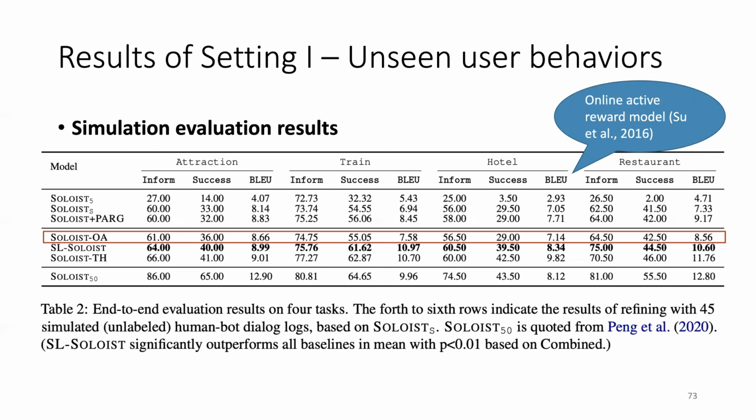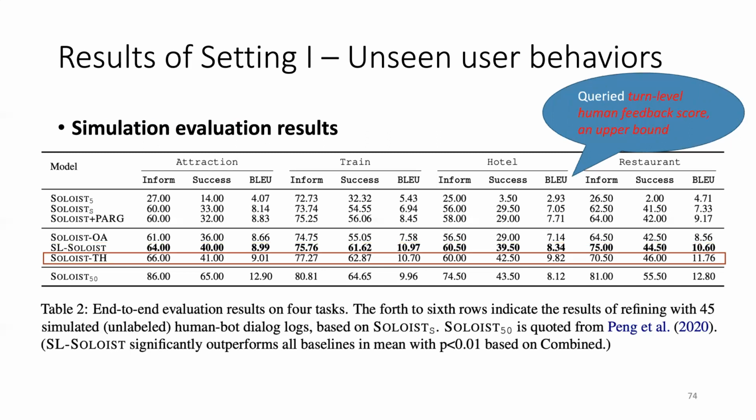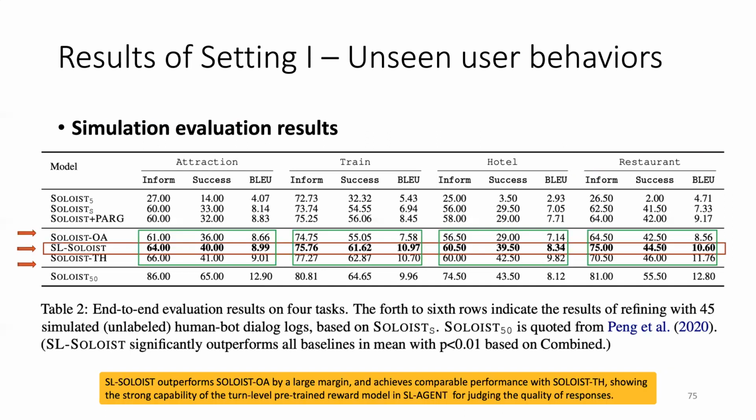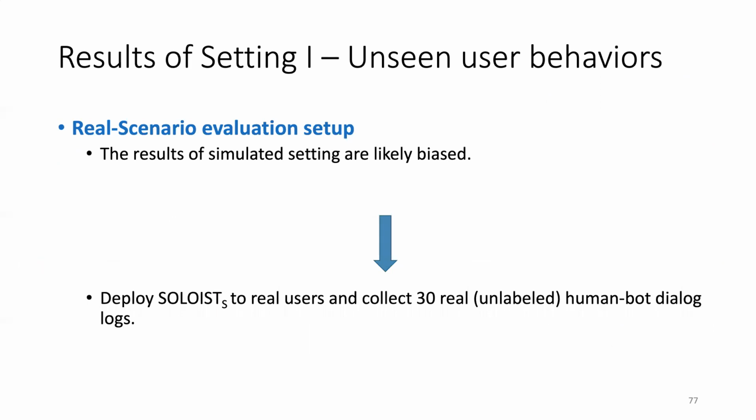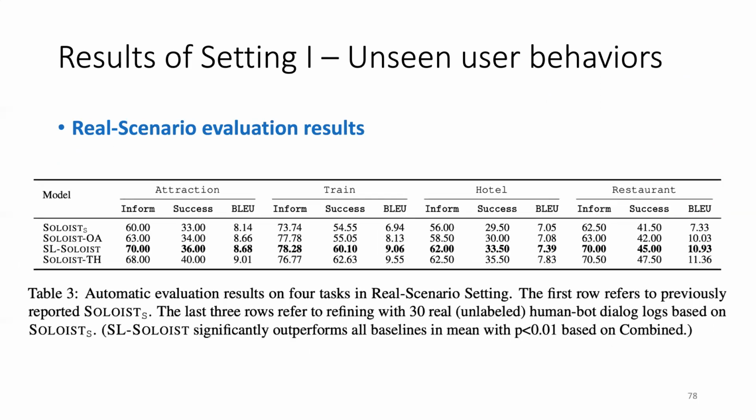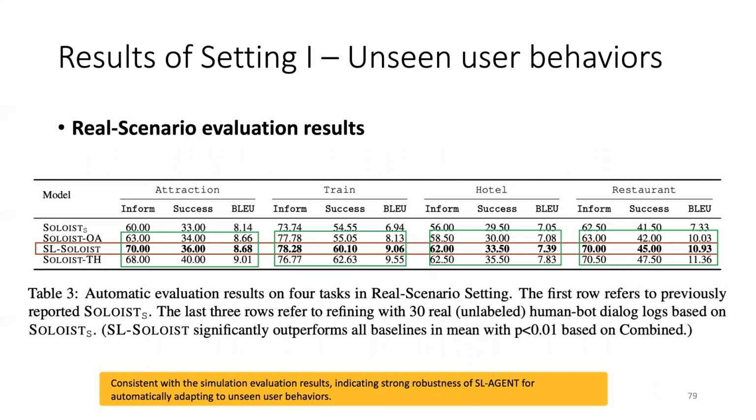SOLOIST-OA is refined using the online active reward model, so the bot is refined using the turn-level human feedback score. This shows the strong capability of the turn-level reward model for judging the quality of responses. Further, we conduct experiments with real human-bot dialogues. The results are consistent with simulation evaluation results.